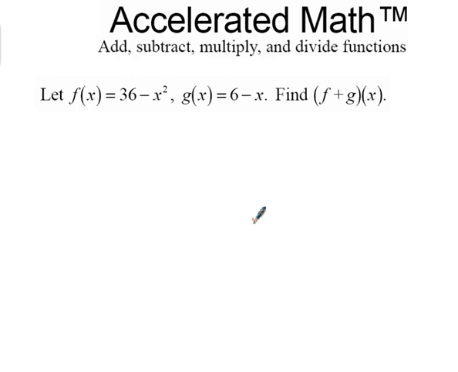Okay, welcome to Accelerated Math. Add, subtract, multiply, and divide functions. It looks complicated, it looks like a different language when you first start, but it's really not too bad.